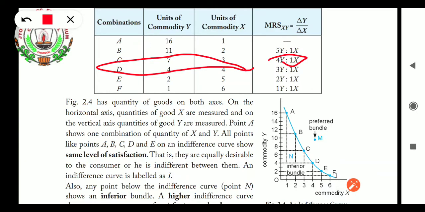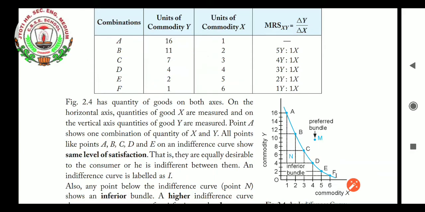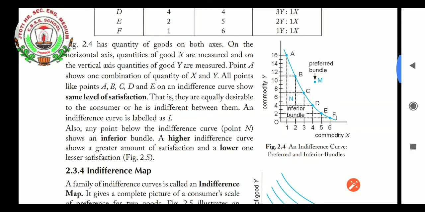Figure 2.4 has quantity of goods on both axes. On the horizontal axis, quantity of good X is measured, and on the vertical axis, quantity of good Y is measured. Point A shows one combination of quantity of X and Y. All points like A, B, C, D, E on an indifference curve show the same level of satisfaction. That is, they are equally desirable to the consumer, or he is indifferent between them. An indifference curve is labeled as I.